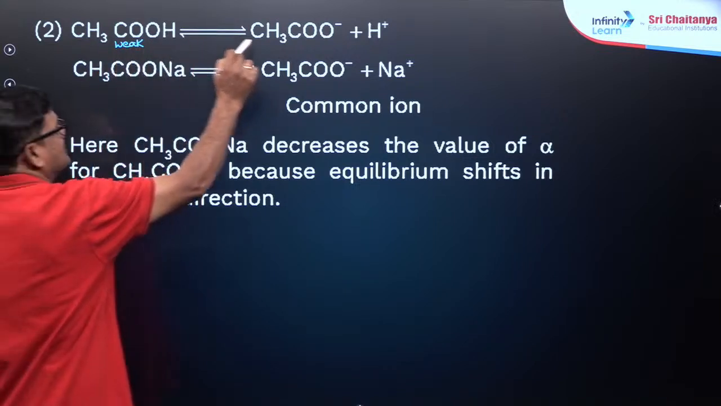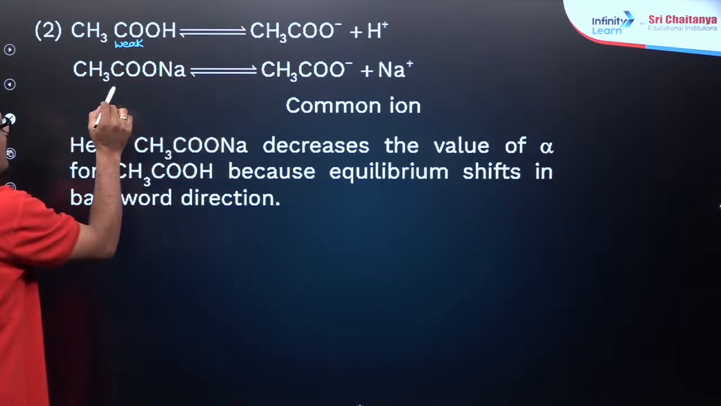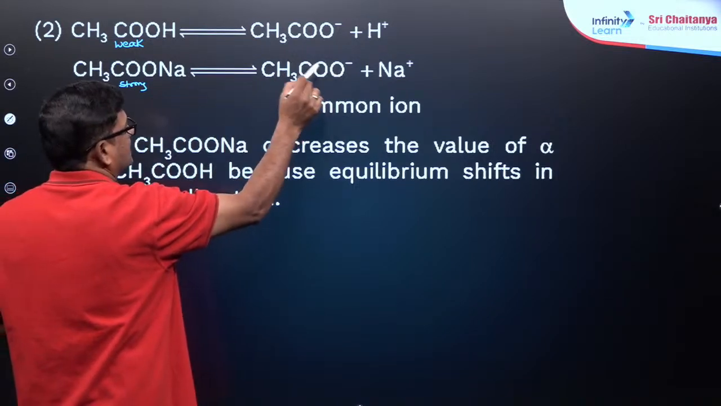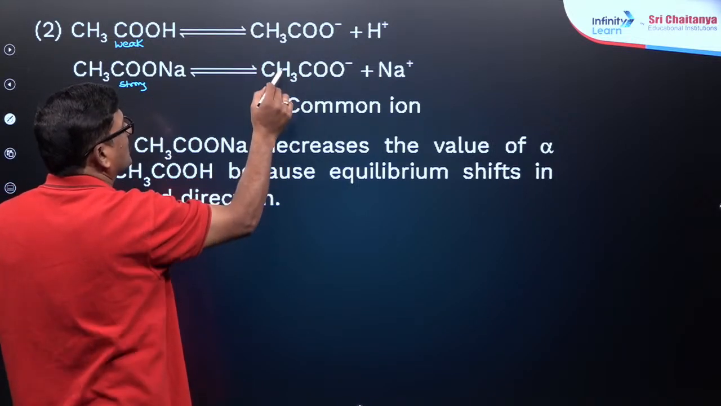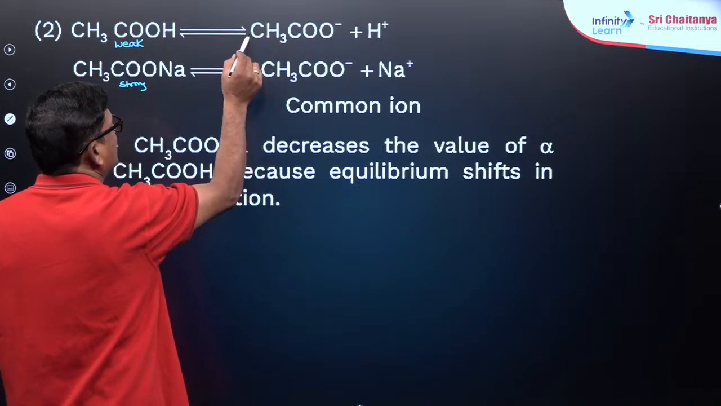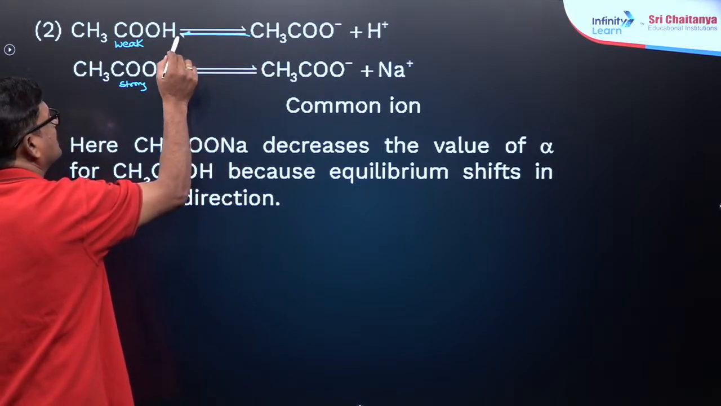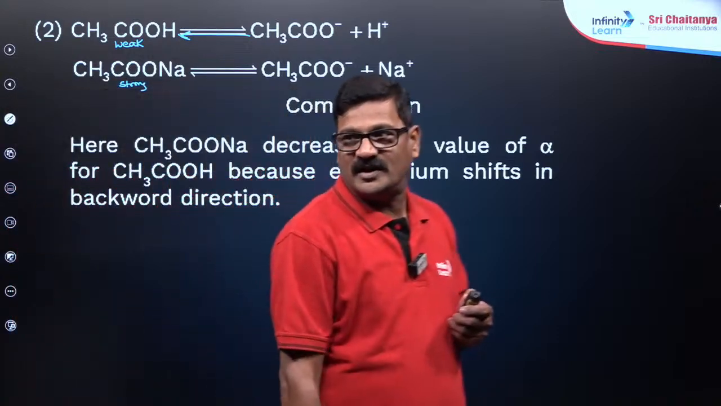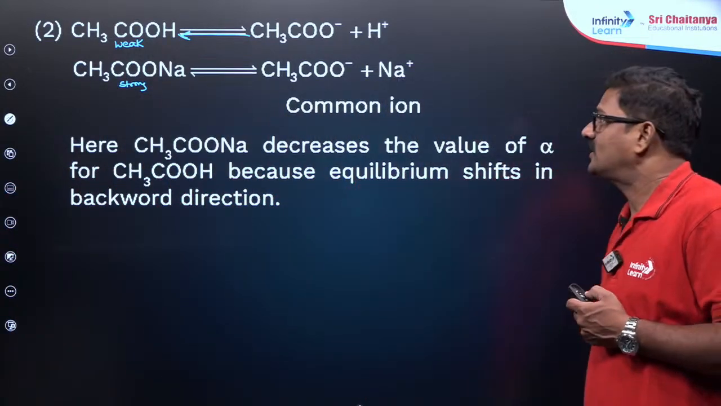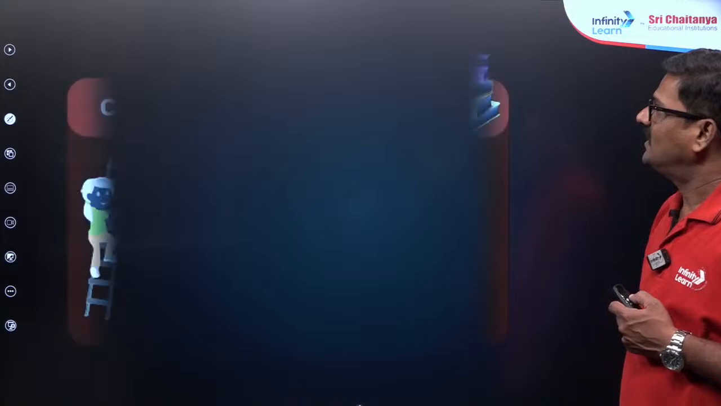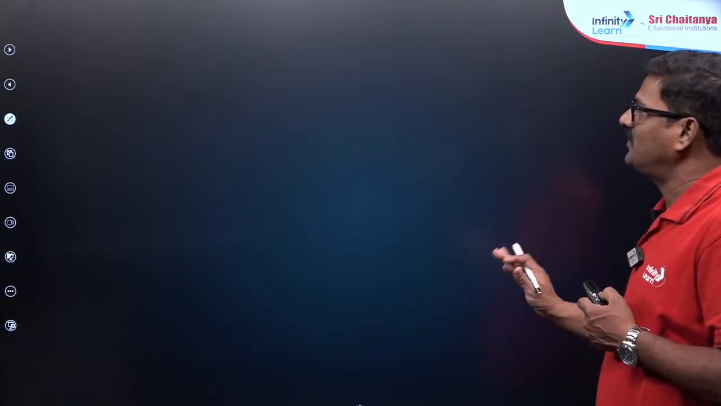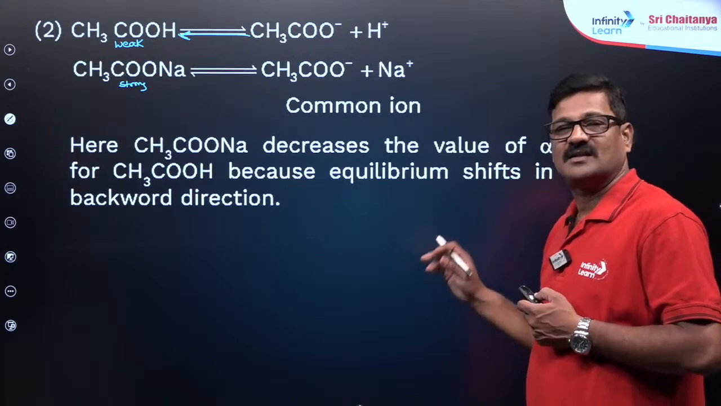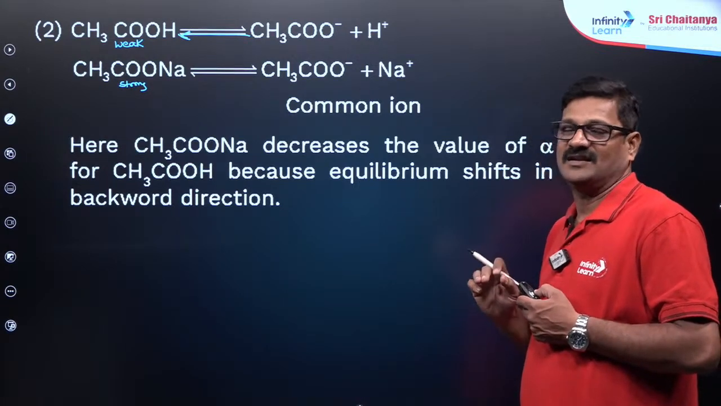Iska ionization aise hoga. But when you add a strong electrolyte, iska acetate ion common milega dono ko. So according to Le Chatelier's principle, ye ionization of acetic acid wapas aane ki koshish karta hai. Okay, so this is what is called the common ion effect, and the common ion effect is very much important and useful in buffering action, salt hydrolysis, pH calculations.